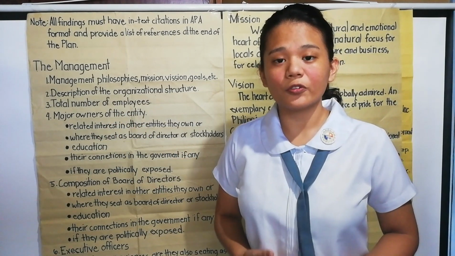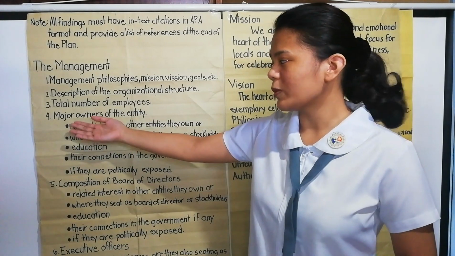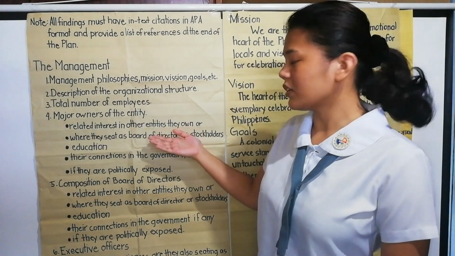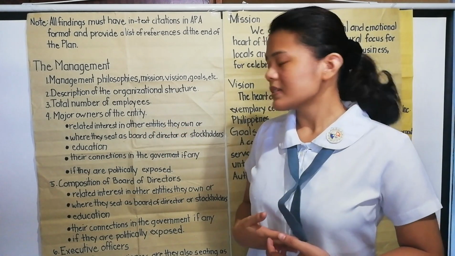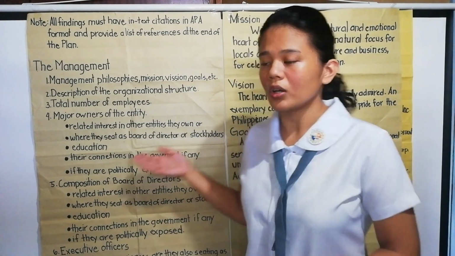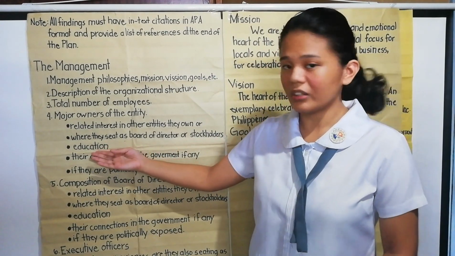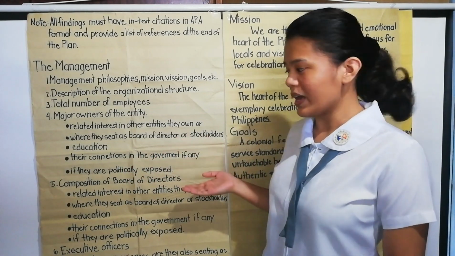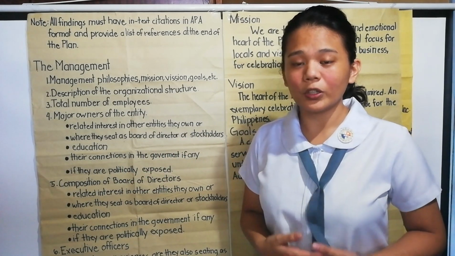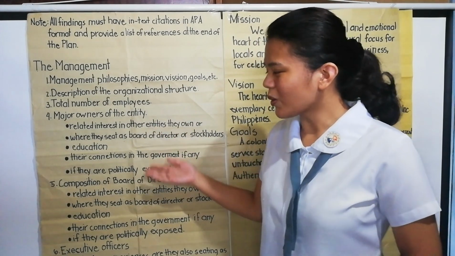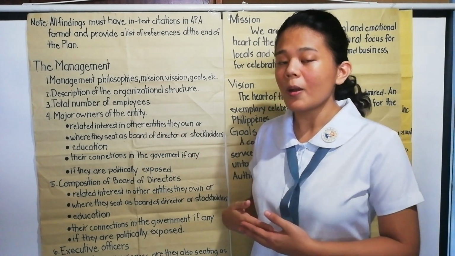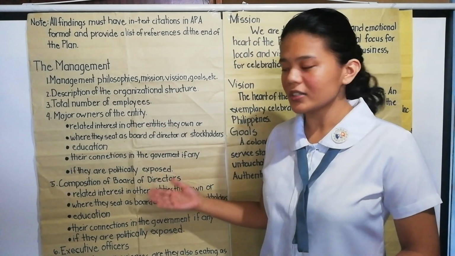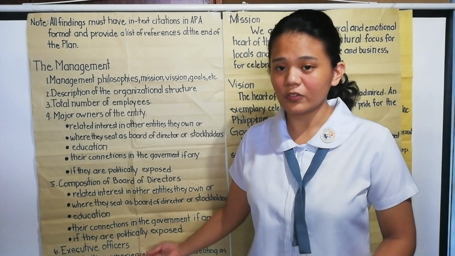In writing this section, first, you must write the name of the major owner, and below is the description of their position in other entities they own, whether they sit as a board of director or stockholders of the company, their education, their connection in the government, if any, and if they are politically exposed. This format, writing the description and their position, is the same in writing the composition of the board of directors and writing the executive officers.